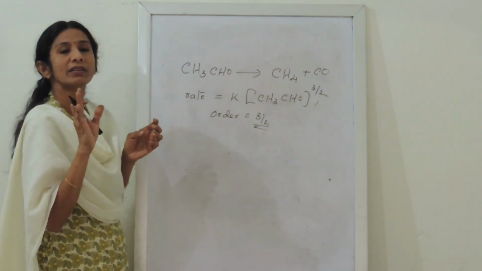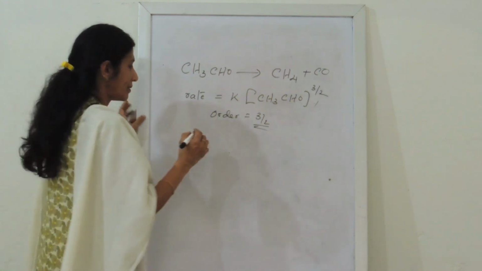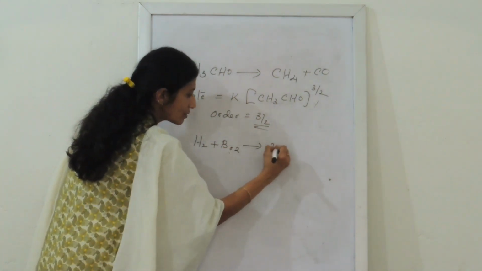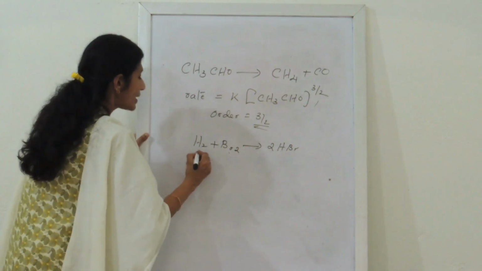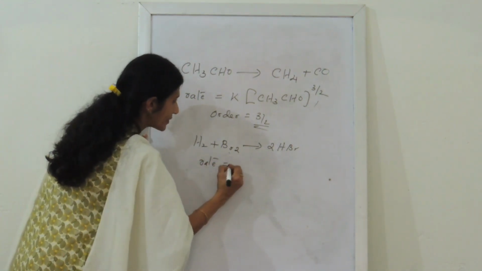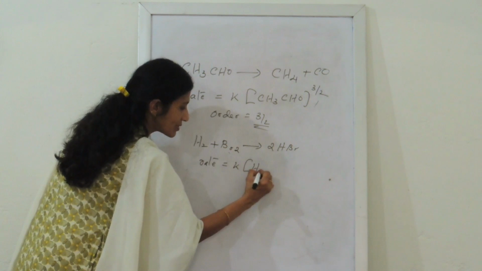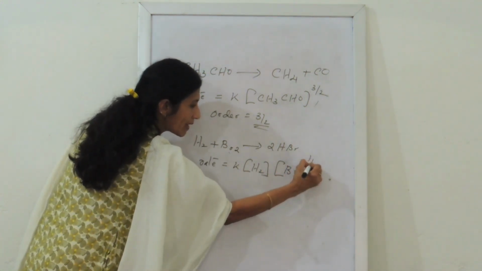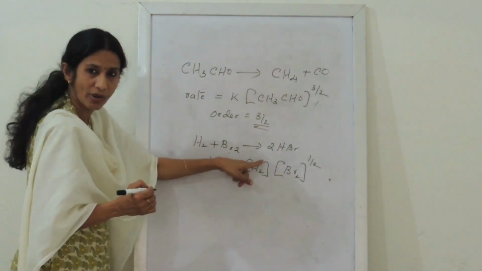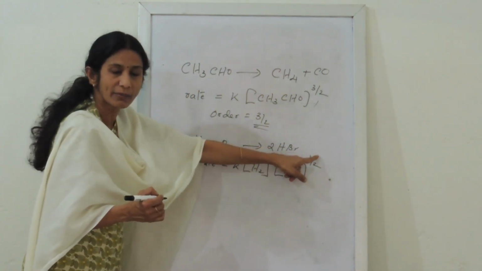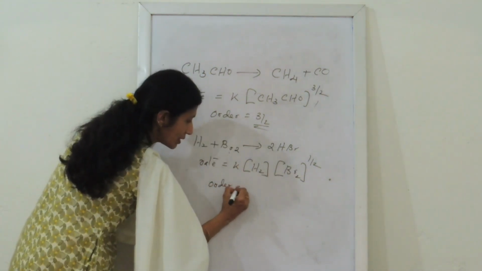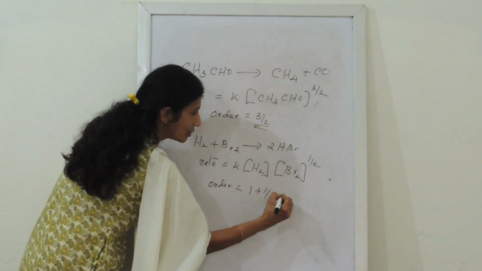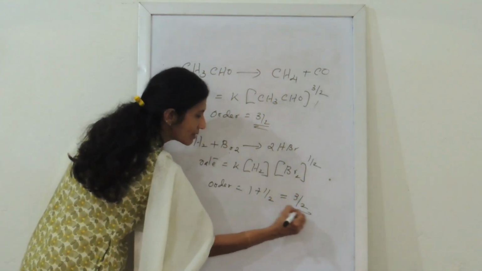Then another example, the formation of HBr, that is H2 plus Br2 gives 2HBr. Then rate is equal to K into concentration of H2 into the concentration of Br2 to the power 1 by 2. Hydrogen order 1, bromine order 1 by 2. Order is equal to എങ്ങനെ വരും x plus y. അല്ലേ? അപ്പോൾ 1 plus 1 by 2 that is equal to 3 by 2.